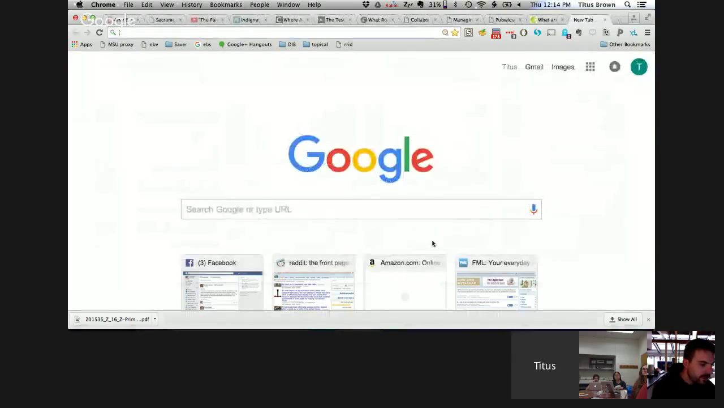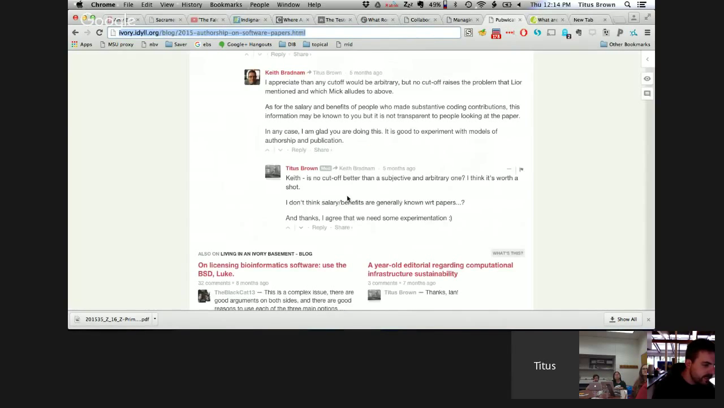And we had placed no sort of bar of contribution level. And this professor objected bitterly to this, as you can see in the comments on the paper itself. And so I ended up writing a blog post about it, which is a blog post that I asked you all to read.